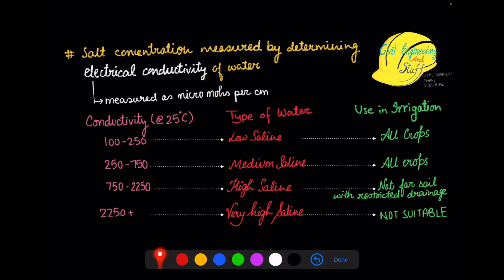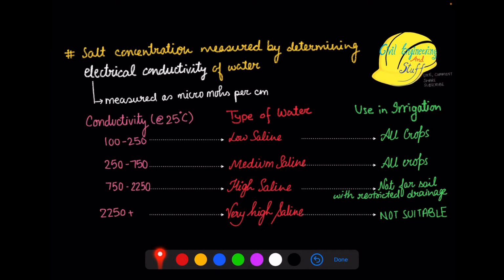Now, higher than 750, that is 750 to 2250 micromoles per centimeter, the water is categorized as a very high saline concentration, and this is not used for the irrigation purposes, especially in the areas where there is no drainage provision, right? Where there is no drainage provision, we will not use the water that has this much amount of conductivity.